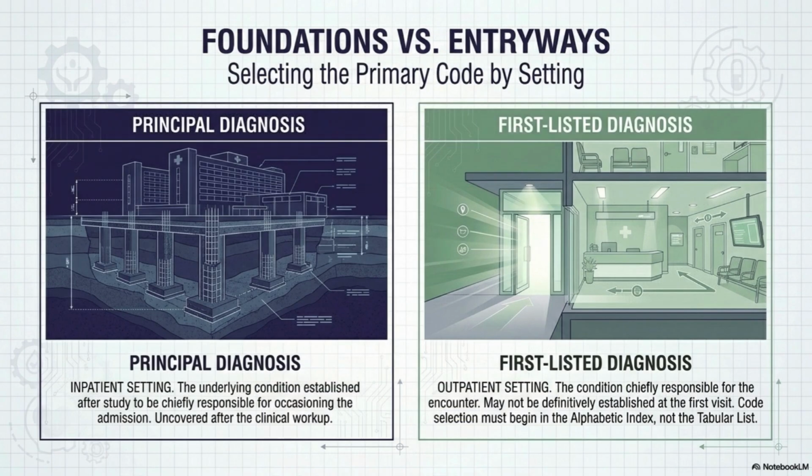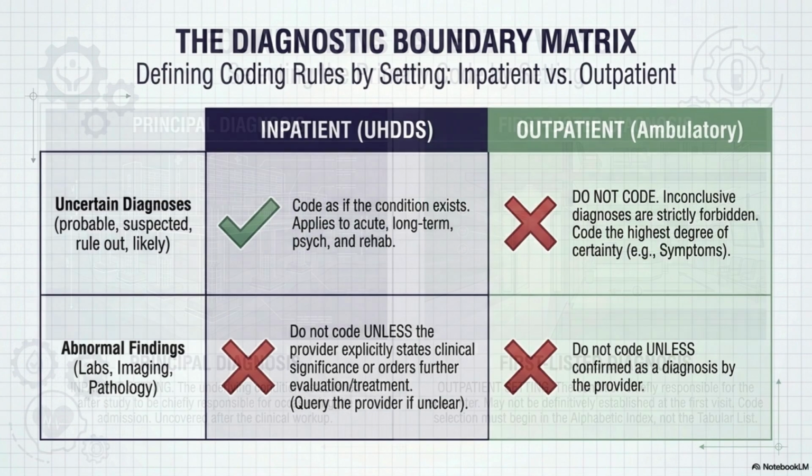In inpatient coding, the principal diagnosis is the condition established after study to be responsible for the admission. Outpatient coding doesn't use that term. Instead, we use the first listed diagnosis, the main reason the patient came in. And remember, in outpatient coding, you always start in the alphabetic index, not the tabular list. This is a big one.